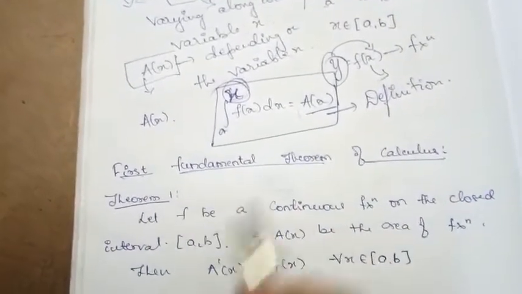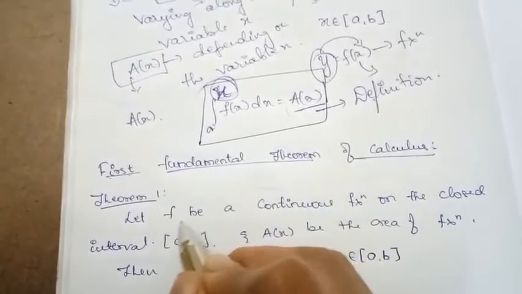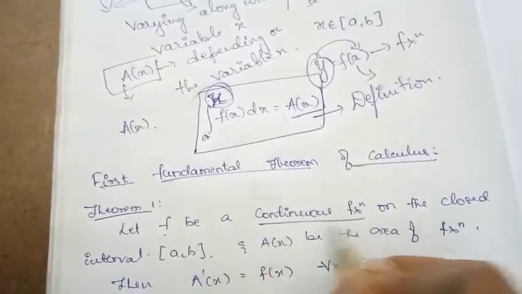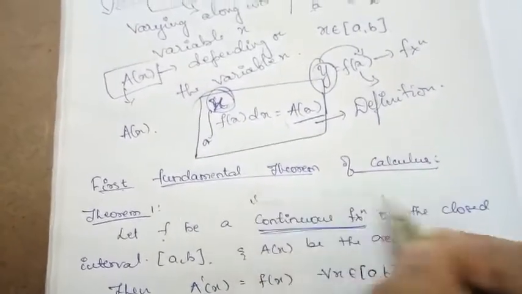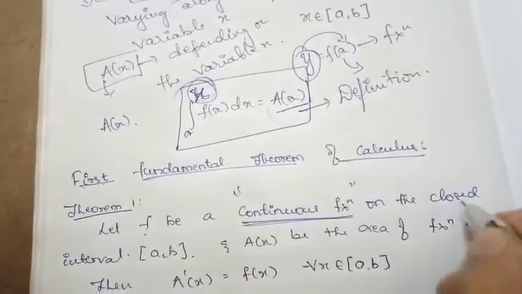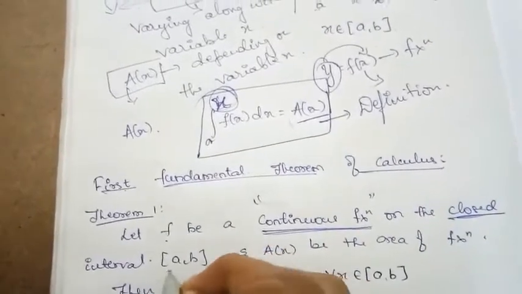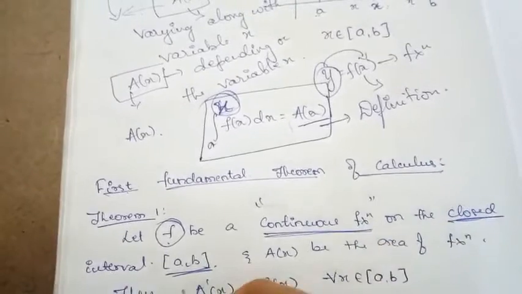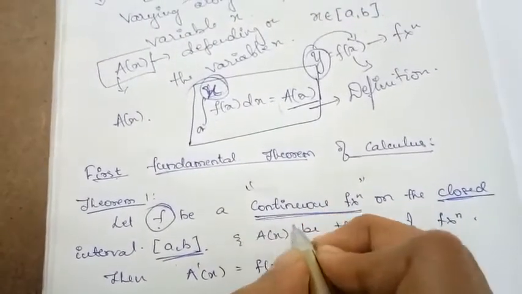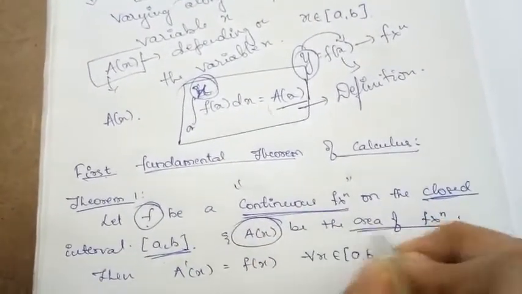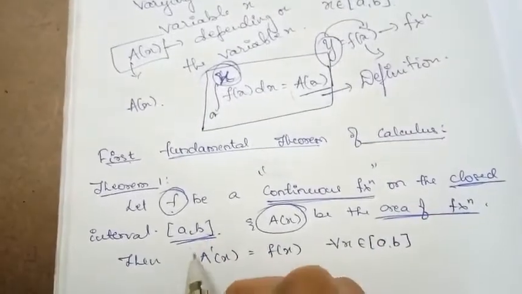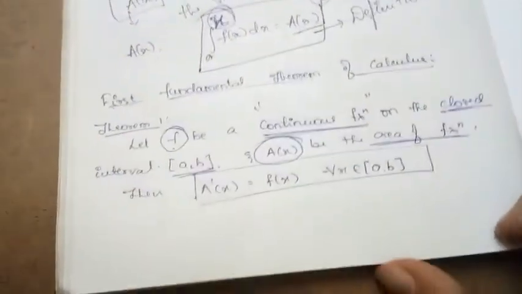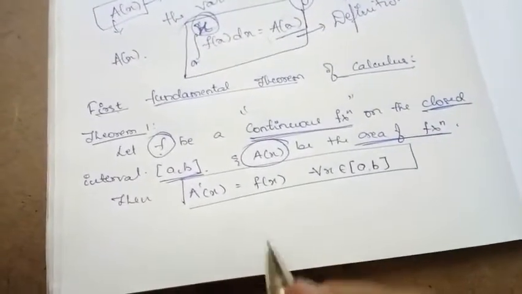What the first fundamental theorem of calculus is saying is, suppose I consider f, which is a continuous function, remember it should be continuous, on the closed interval a to b. Suppose I consider a function f of x which is continuous on the closed interval a to b, and A of x is the area function, then A dash of x is equal to f of x for all x belonging to a to b.